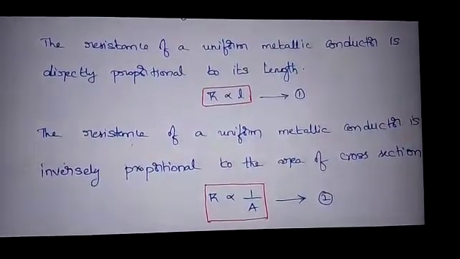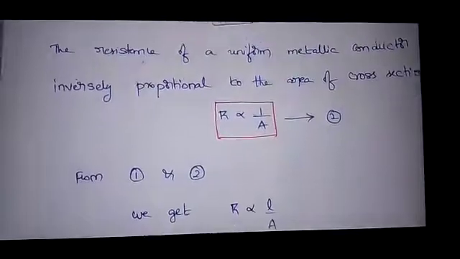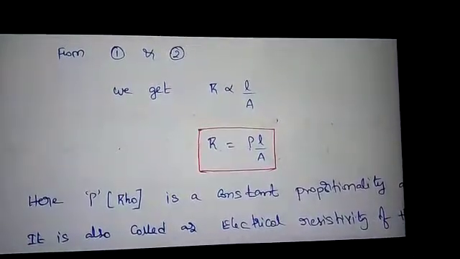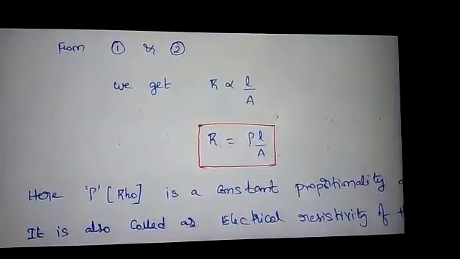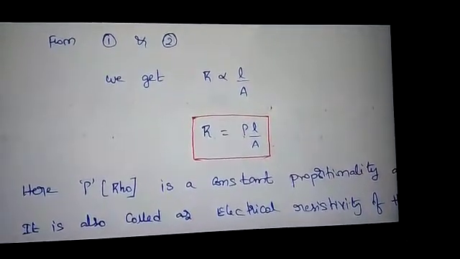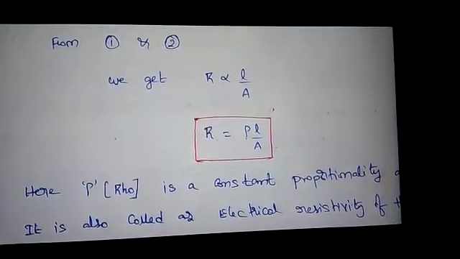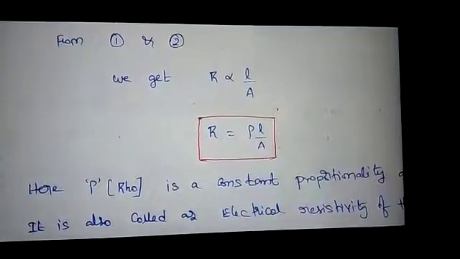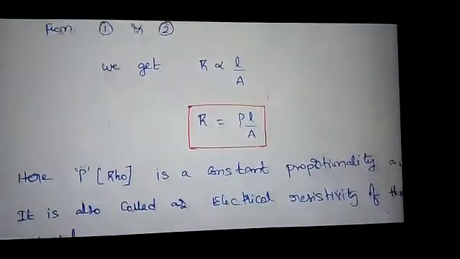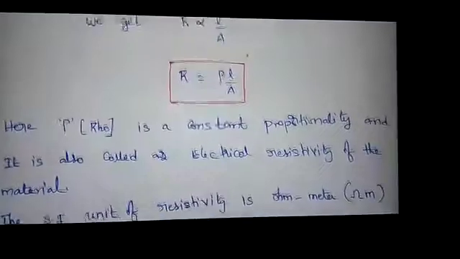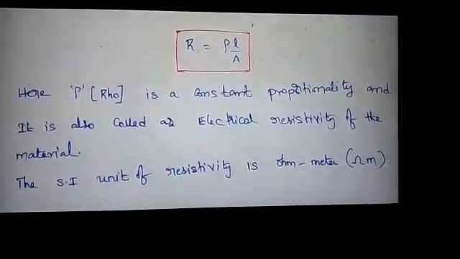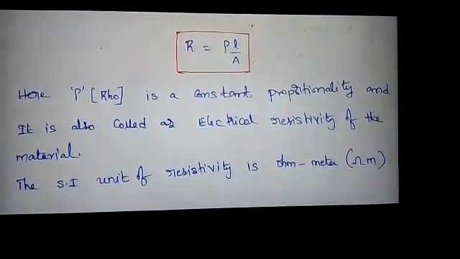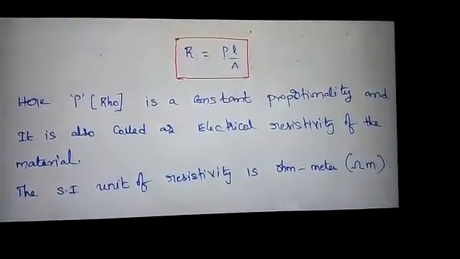From these two equations, 1 and 2, we get R proportional to L by A. Hence R equals rho L by A. Here rho is a constant of proportionality and it is also called the electrical resistivity of the material. That means rho is always constant.